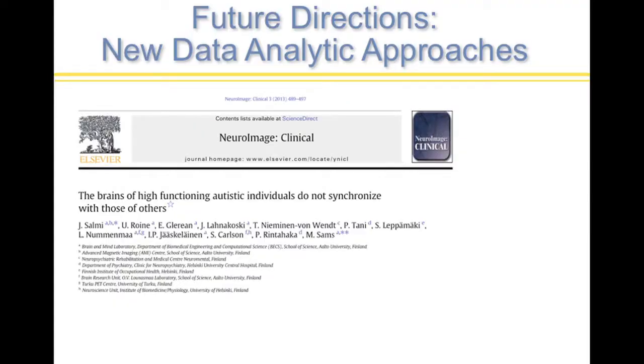Okay. Very, very quickly, there was another interesting study that looked at, as you can see by the title, the idea that the brains of high-functioning autistic individuals do not synchronize with those of others. What was interesting in this study is that they didn't use the typical paradigms where they present you with some stimuli and then another sort of stimuli, and then you compare activity between the two. Every subject watched 45 minutes of basically a movie depicting social interactions.